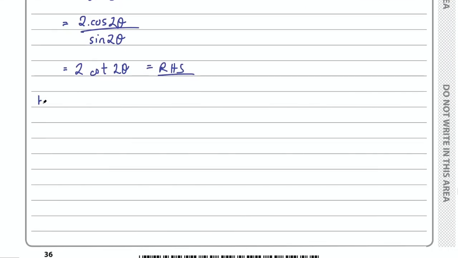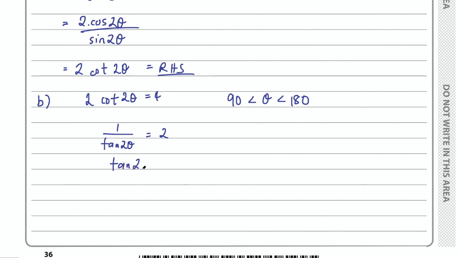So for part B, that's where I'm going to start. 2 cotangent 2 theta is equal to 4. And also we know that theta is between 90 and 180. So I would simplify this to the tangent function. Divide by 2 on the right hand side, and we would have 1 over tan of 2 theta is equal to 2. And then rearrange this a little bit, we would have tan of 2 theta equal to a half. This is just making it a little bit easier for me to solve for theta.